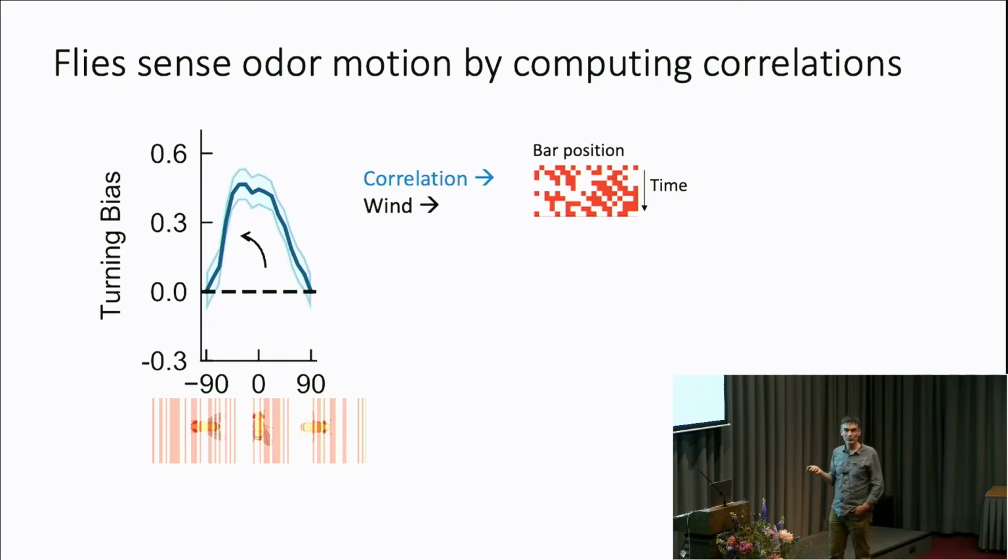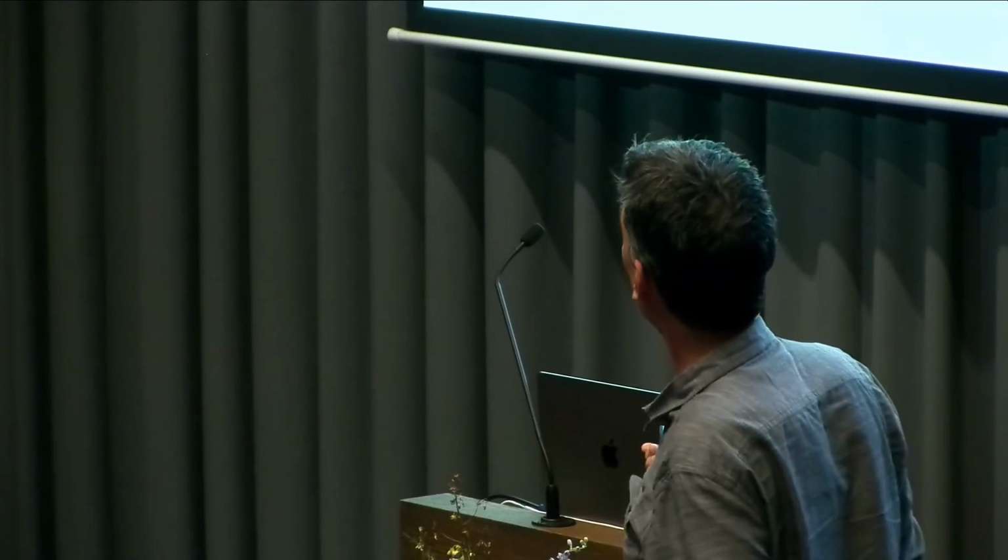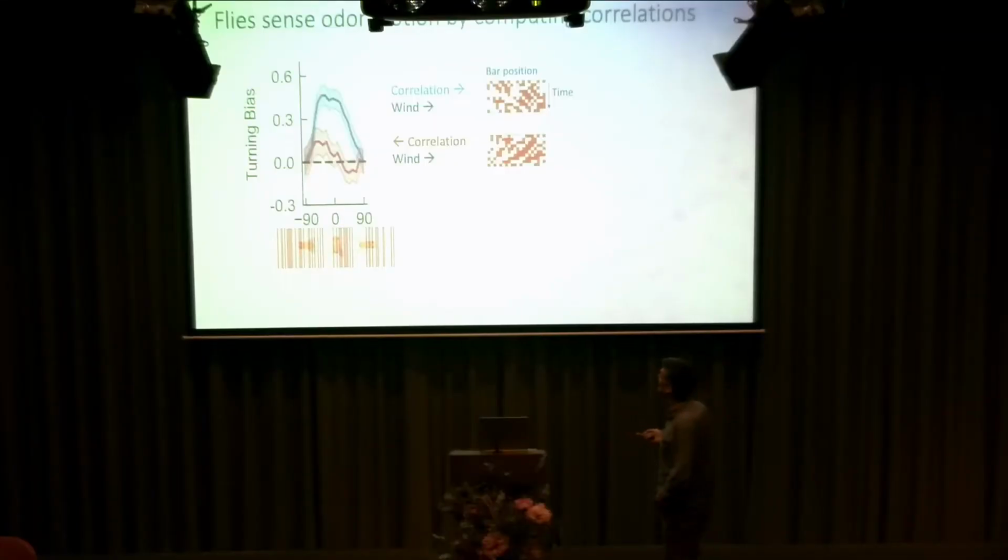But now it's cool because you can say, and in this case there was wind, but you could say, what happens if I put the correlation the other way? So I'm going to put the motion of the odor against that of the wind. So it's going to be very confusing for the flies. They should be confused. And they are. The data really shows that they get confused by that.